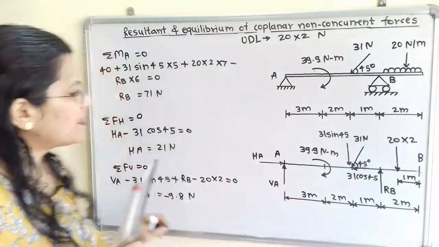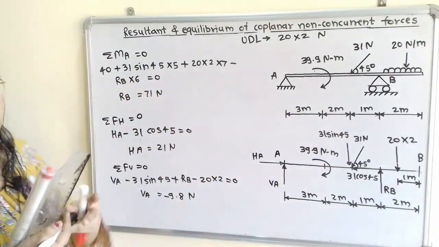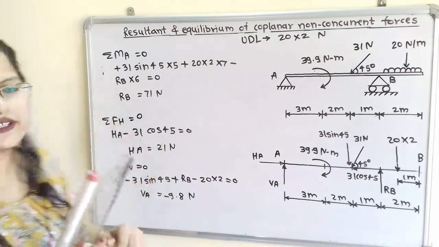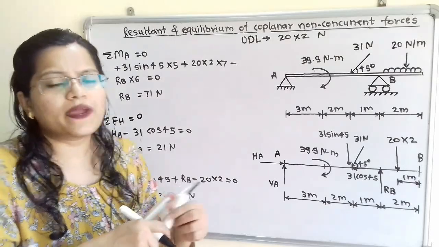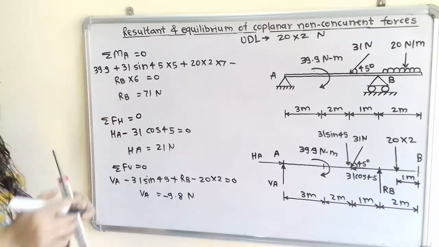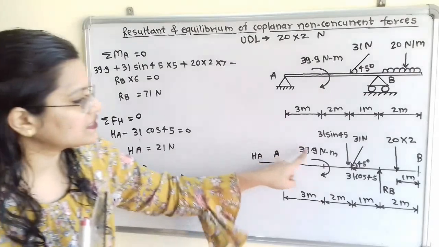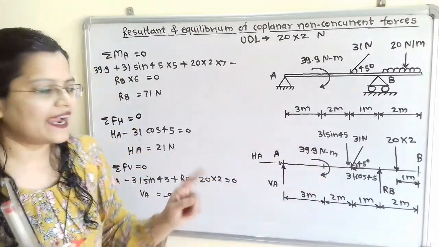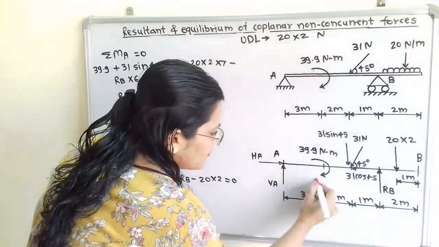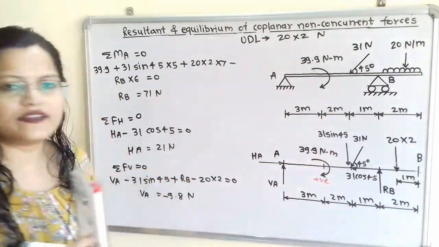So we will take here summation of moment of all the forces about point A is equal to 0. Now first we will take here 39.9 Newton meter. Now here the moment is given, so I will write here 39.9. So here no force but the direct moment is given in terms of Newton meter, and the direction is clockwise. So for clockwise direction we will use positive sign. So we have to write only 39.9 Newton meter.